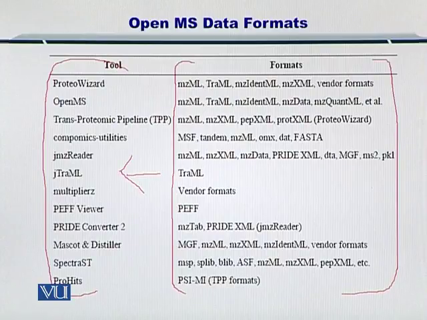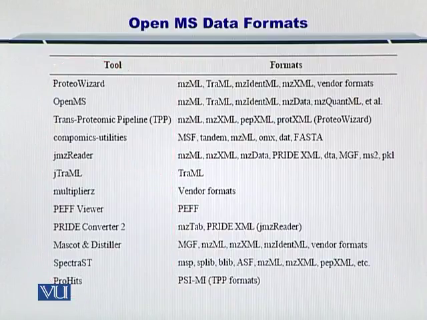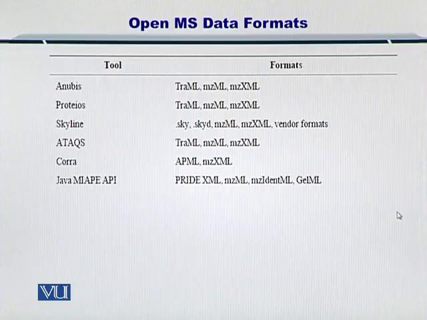So now all of these open formats can be easily read and are available in the form of software online. Moreover, there are some other tools as well for the same purpose. They include Anubis, Proteus, Skyline, ATAX, Cora, and so on and so forth. So these tools also provide you with standard data file formats which you can use for your own process.